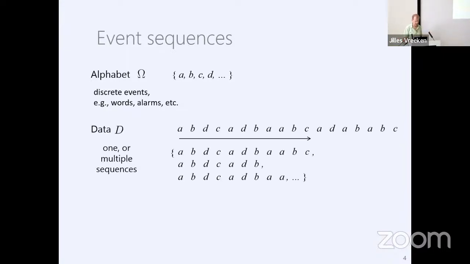Okay, so this is the alphabet. Then we have data. Data could either be one very long event sequence, or you could split it into multiple, let's call them sentences, right? Or sequences. Completely depends on the setting. I like both settings equally much. There are some fundamental differences, and we'll see that in a second.